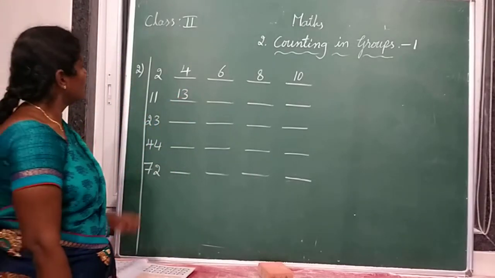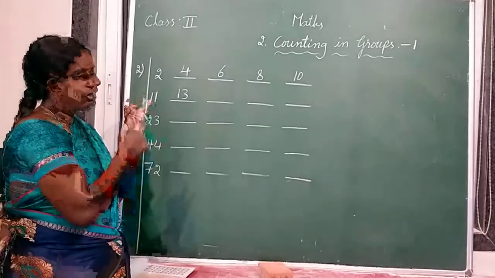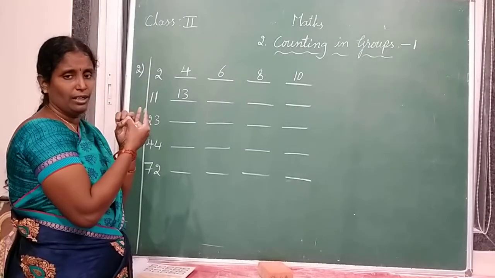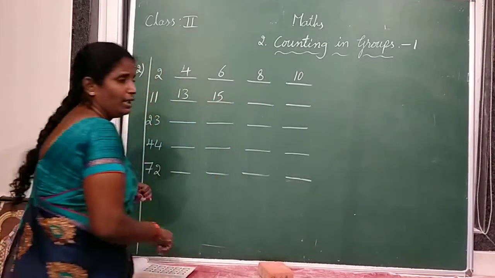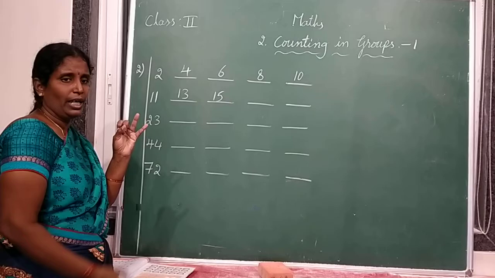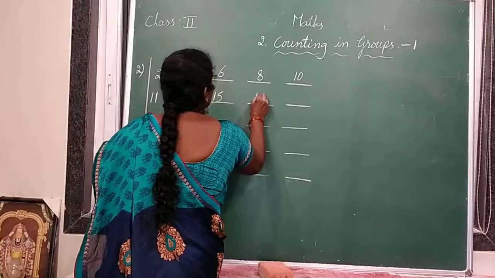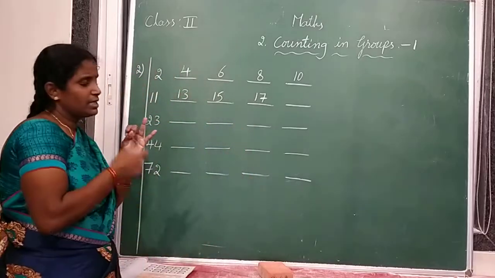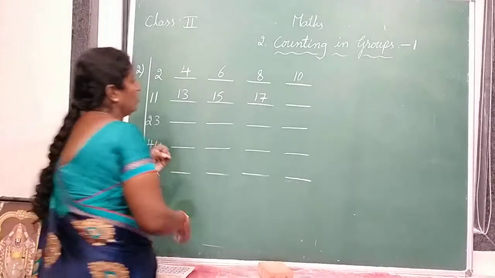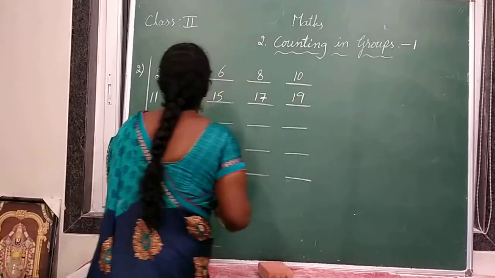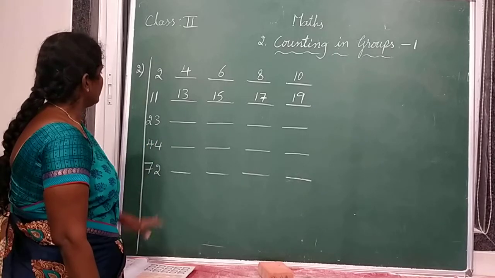13. Next, 13 after, again open 2 fingers. 13 after 14, 15. Again 15 after 16, 17. Next 17 after 18, 19. Are you finished with remaining sums also? Okay, good. Check these answers.